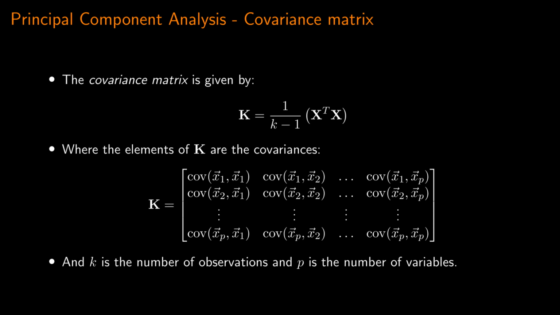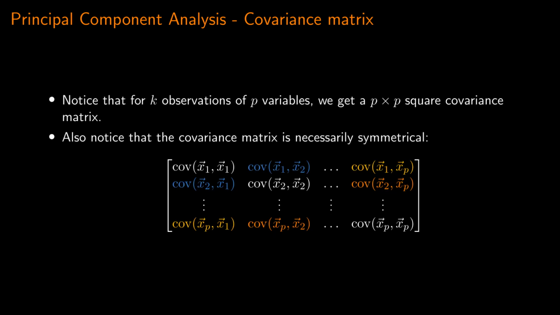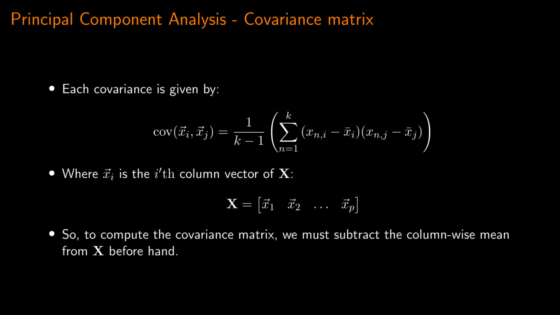So, in this case, the elements of the covariance matrix K will then be as shown here in the lower portion. So the first element is the covariance of the first column of X with itself, the second element is the covariance of the first column with the second column, and so on throughout the rest of the matrix. Notice that for k observations of p variables, the covariance matrix ends up being a square matrix of p by p, regardless of the number of observations. Also notice that the covariance matrix is necessarily symmetrical, as you can see here, where I have coloured the elements accordingly. Each individual covariance could be computed, as shown here at the top, although of course we don't actually have to do this because it is taken care of by the matrix multiplication.